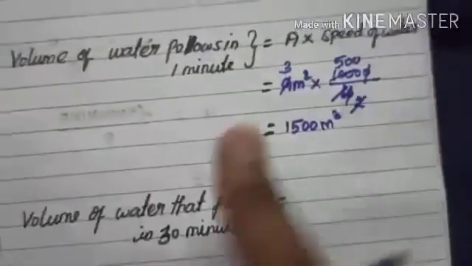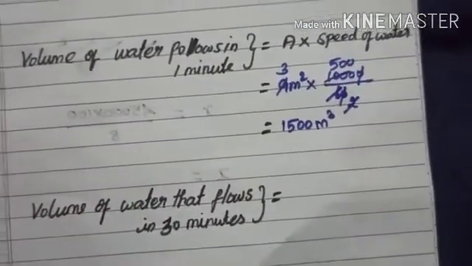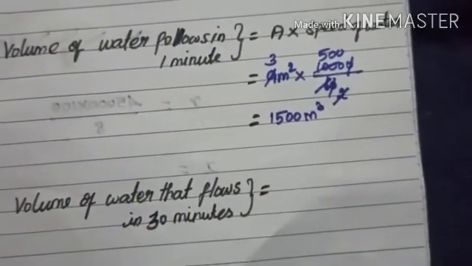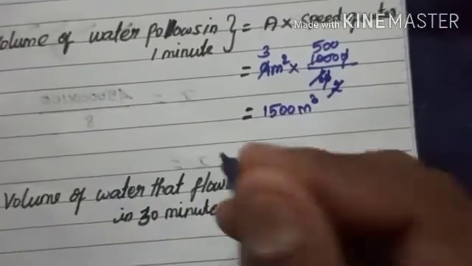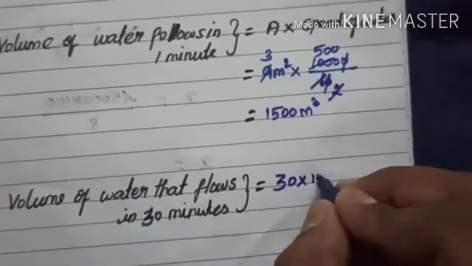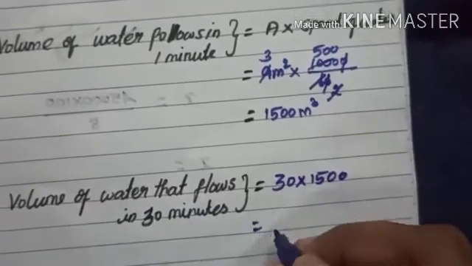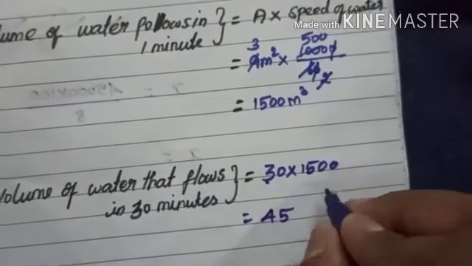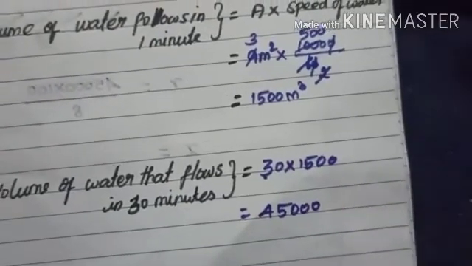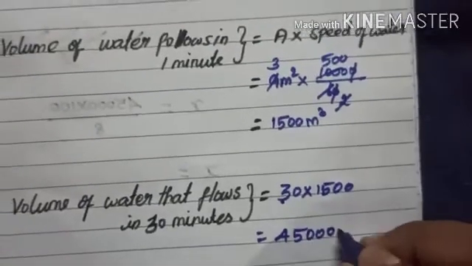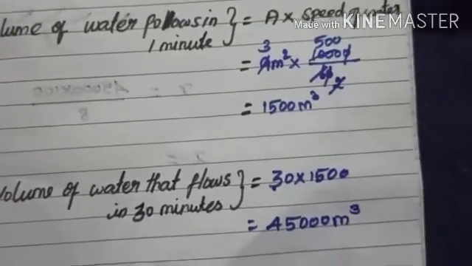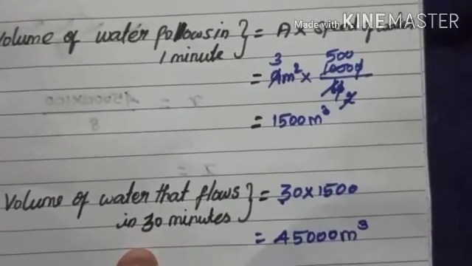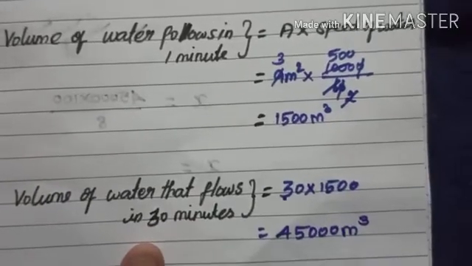But we need to find the volume of water that flows in 30 minutes. So 1 minute is 1500, so you multiply with 30 and you get the total volume of water that flows up to half an hour, that is 30 minutes. So 30 into 1500. What do you get? It seems to be 15 into 3, you get 45. Then you take this 30, so 45,000 meter cube. 45,000 meter cube is the total volume of water that flows in 30 minutes.